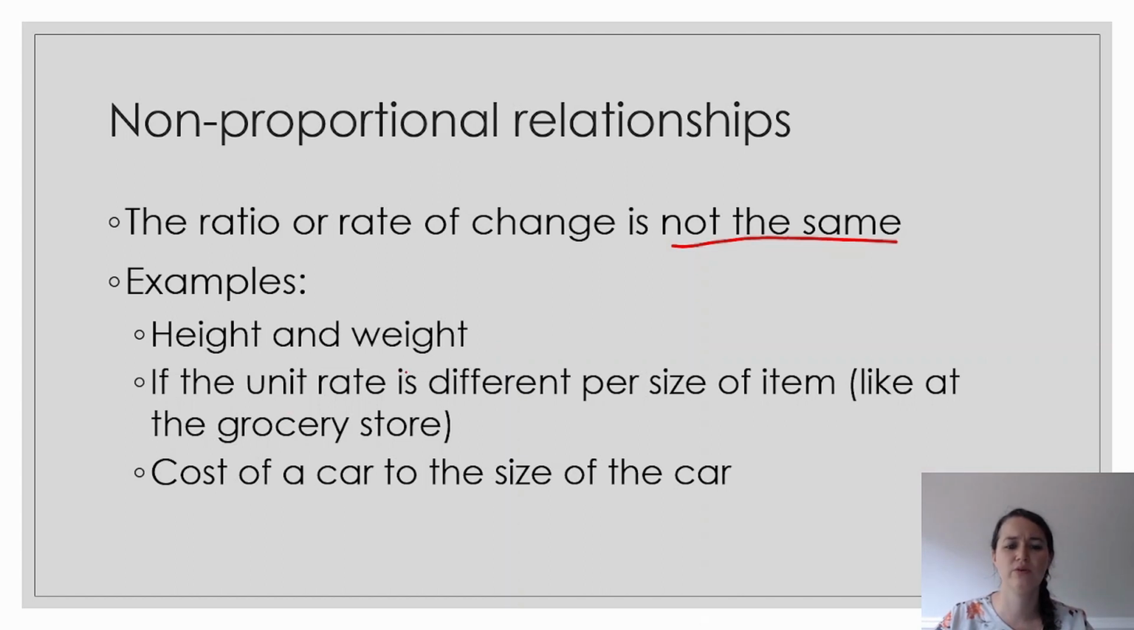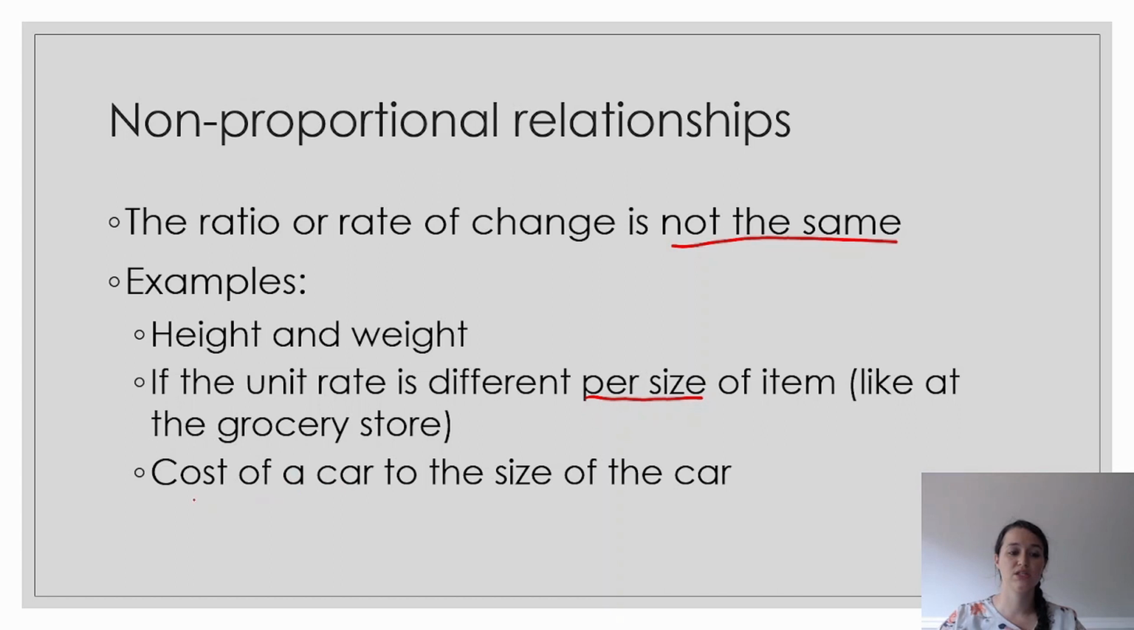Same thing for a unit rate per different size of item at the grocery store. Or the grocery store is a good example of it. We have an example of this with the cereal boxes in our unit rates video. If you get the smaller box versus the bigger box, it actually costs different per unit than if you were just to get the same thing for if you got one or two or three items. So different per size of item.